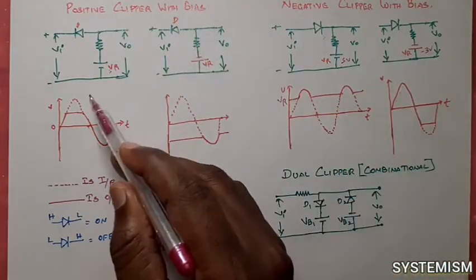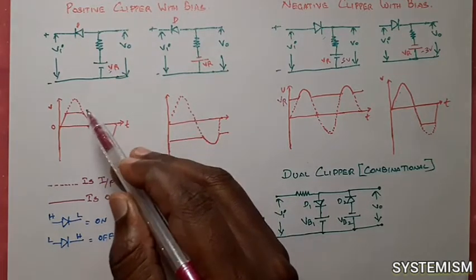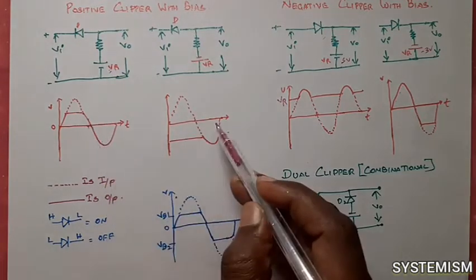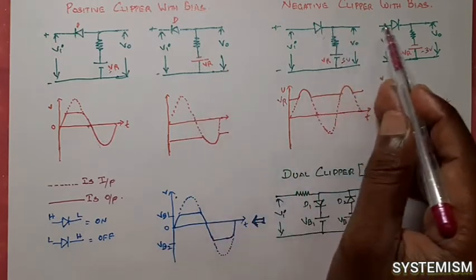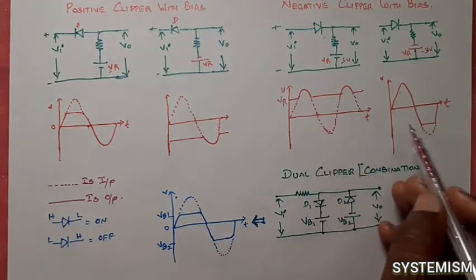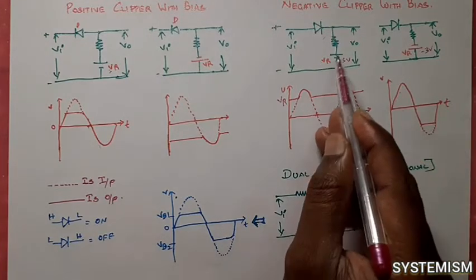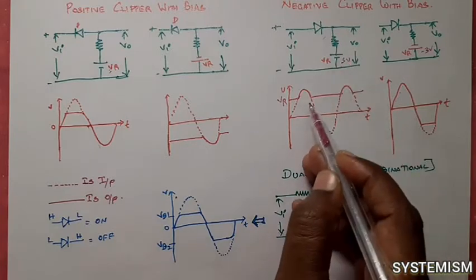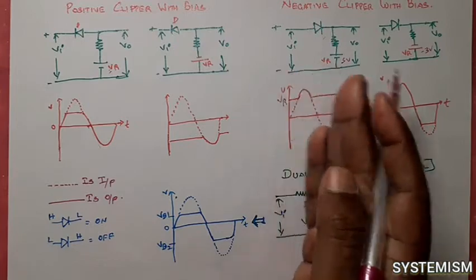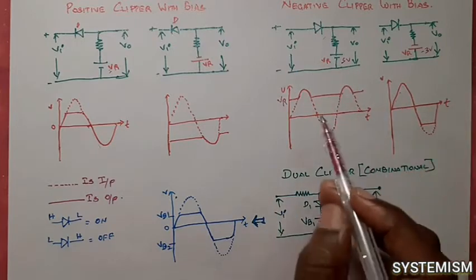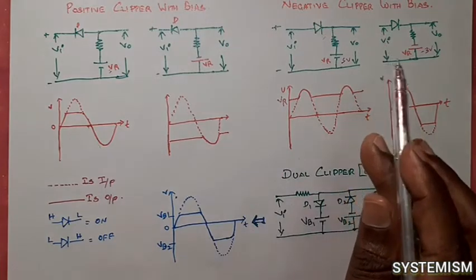Positive clipper means using this bias you can clip away a small portion of the positive signal, and also slowly clip away the total amount of positive signal. In the same way, with the negative clipper you can clip away a small portion of the negative in this waveform, and by varying this reference voltage, we can also clip away the whole portion of the negative values in this waveform.